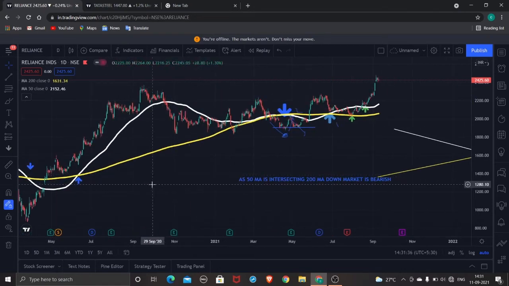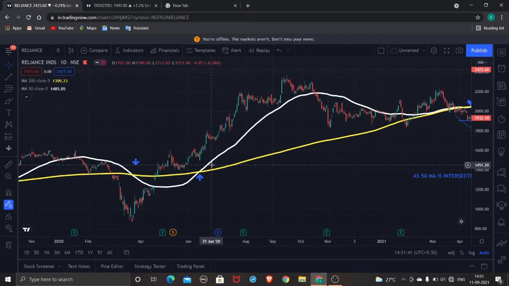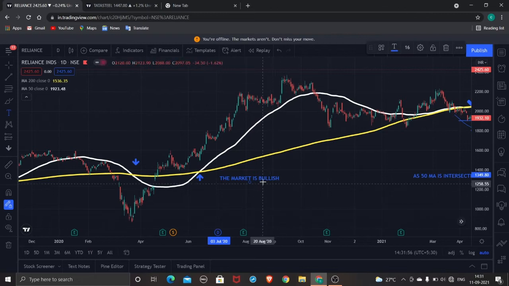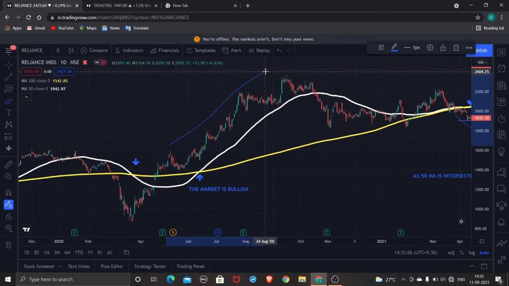At this point, in which the 50 moving average is crossing up the 200 moving average, the market is, let me add a text, bullish. As you can see, for sure the market is bullish as the price is in a steep rise. Here we can see the price is increasing. So this is a confirmation that the market is bullish.